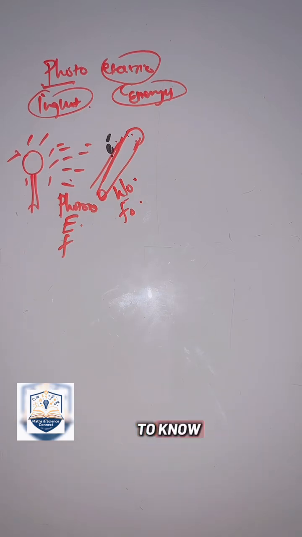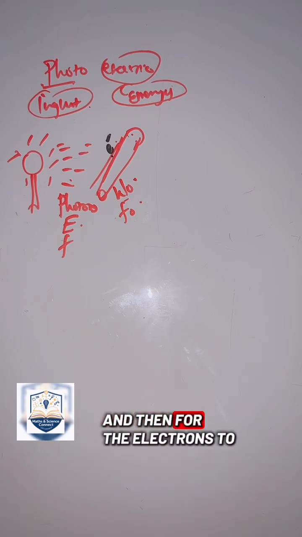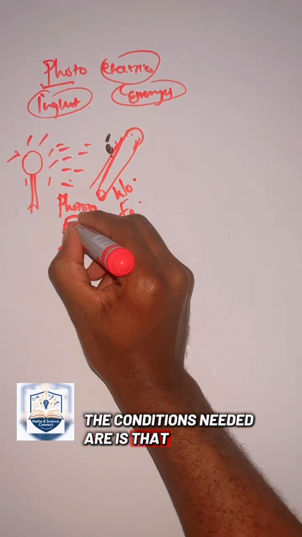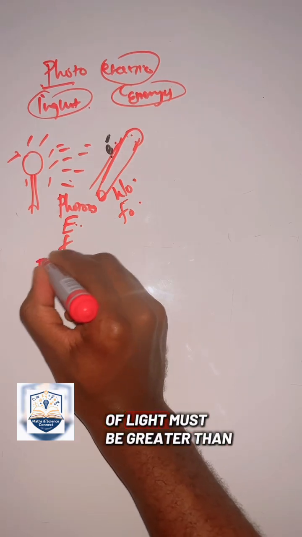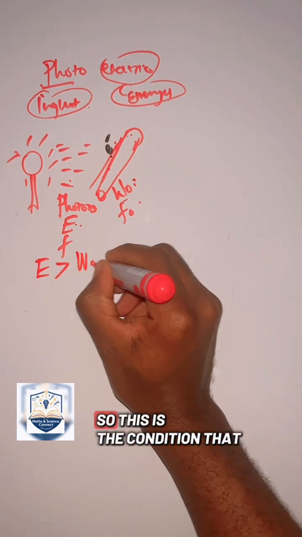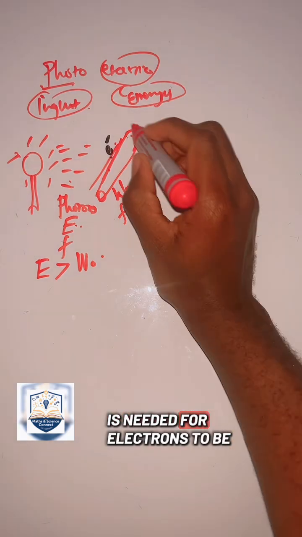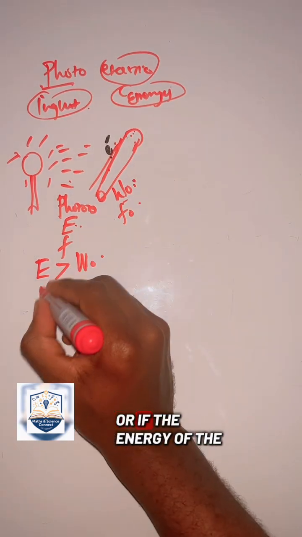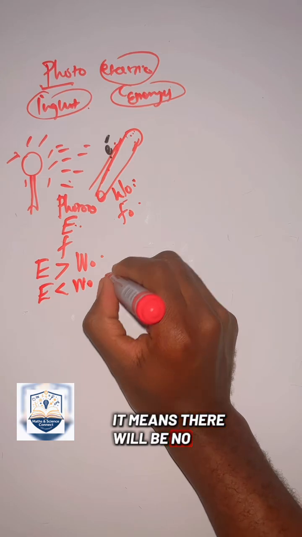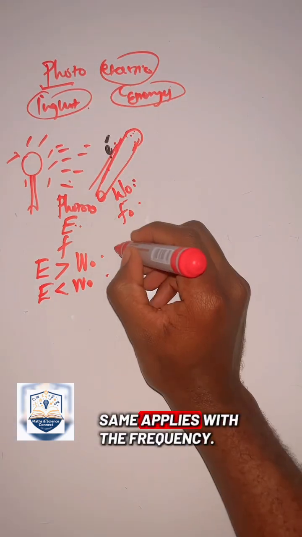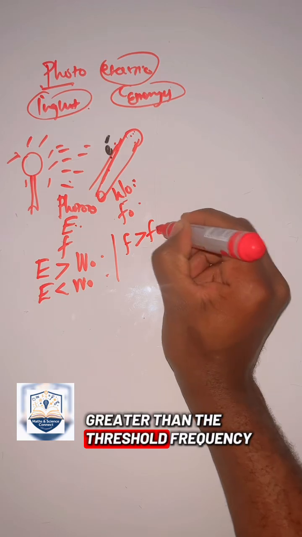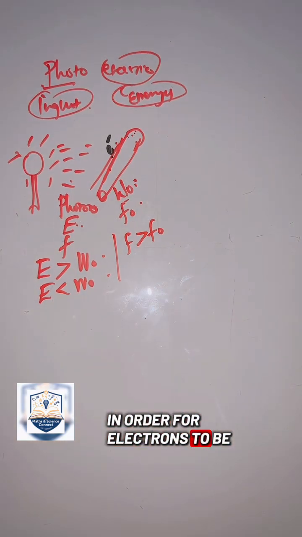So this is what we need to know. For electrons to be emitted, the energy of light must be greater than the energy of the metal, which is the work function. This is the condition needed for electrons to be emitted. If the energy of the light is less than the work function, there would be no emission of electrons. The same applies with frequency. The frequency of light must be greater than the threshold frequency in order for electrons to be emitted.